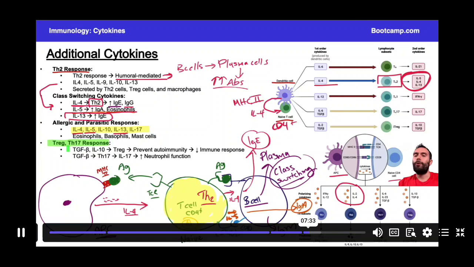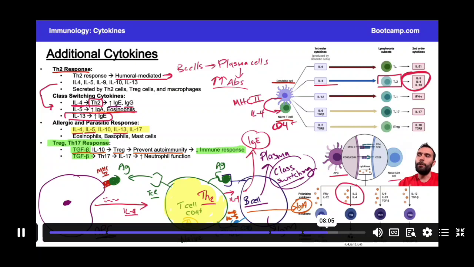So think of TGF beta as the most high yield cytokine to remember when you're talking about a decrease in this immune response. If the immune response gets out of control, if it gets too high and you start attacking your own cells, you have some autoimmunity, the Tregs are essentially going to come in to control things, to get things to step down. And they're going to do that through the release of TGF beta. That's the most important cytokine to remember. The next most important will be interleukin 10. These are going to stimulate Treg development, which, like we said, is going to prevent autoimmunity.